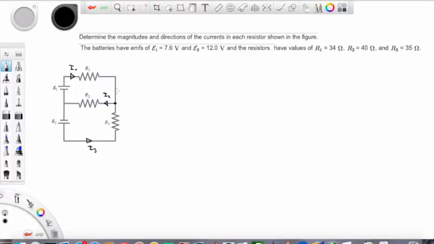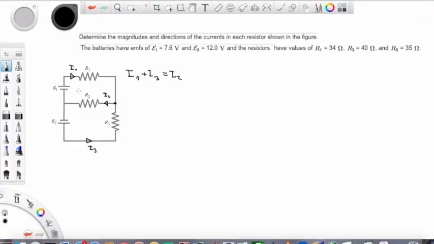So in fact, I already used the first Kirchhoff's law here, saying that in a junction point, the sum of incoming currents, I1 plus I3, must equal I2. So that's one equation for our system. We need at least two more, because we have three unknowns, I1, I2, and I3.